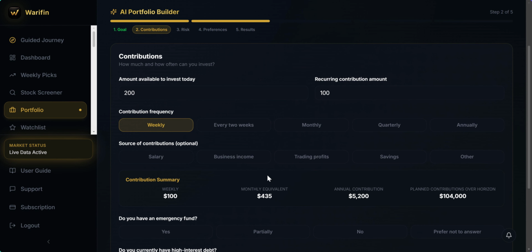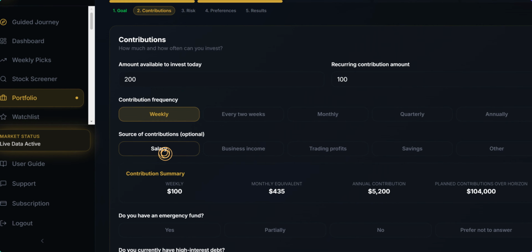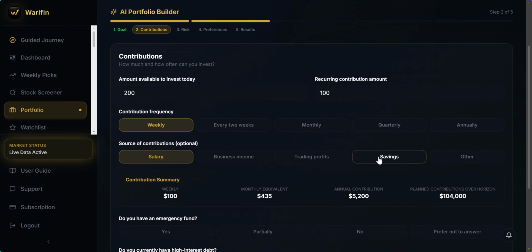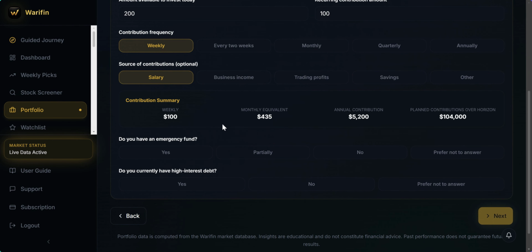Identifying where these funds originate helps complete your overall financial profile. Selecting salary indicates that your regular investments are backed by steady employment income. These questions assess your broader financial stability to ensure investing is appropriate right now.